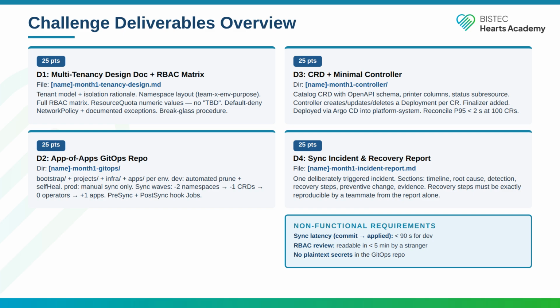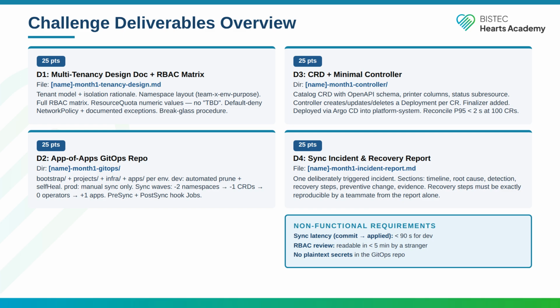Deliverable 3 is a working catalog controller, not a kubebuilder scaffold with an empty reconcile method. The controller must create and update a deployment when a catalog custom resource changes, must remove the deployment when the custom resource is deleted using the finalizer, and must be deployed through the same Argo CD GitOps flow as every other workload, not via kubectl apply.